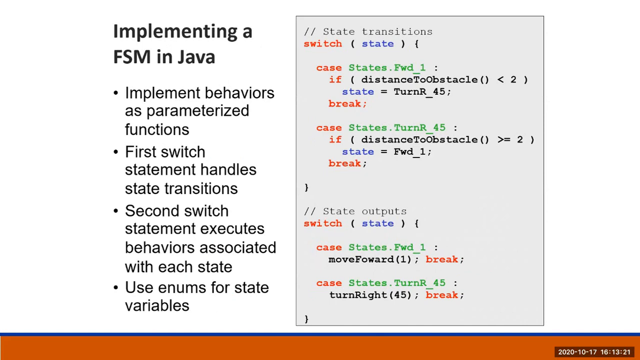Implementing FSM in Java, implementation of behavior as a parameterized function. The first switch statement handles the state transition. The second statement handles the action to be taken. So this is similar to your Turtle programming if you have some experience in Python or JavaScript or Turtle programming. And this one is trying to implement simple Turtle programming to help the robots. And basically they are state transition and output, two different states. We can also use more complicated data structures for it. And this one is just a simple example.